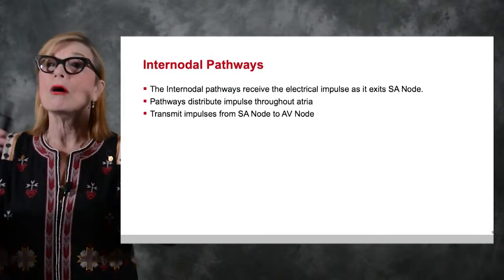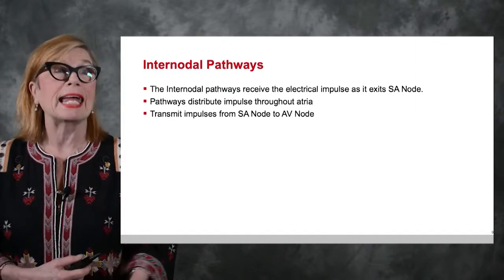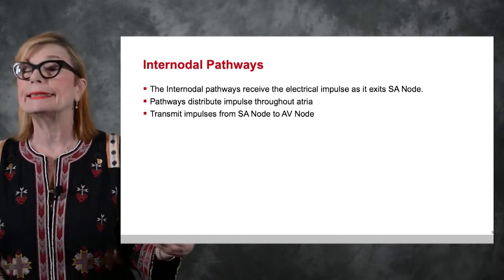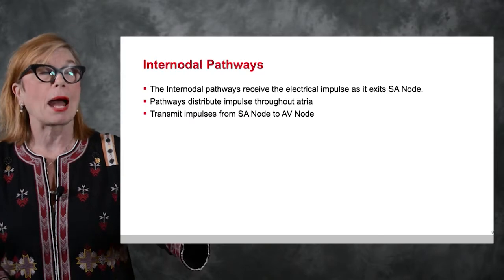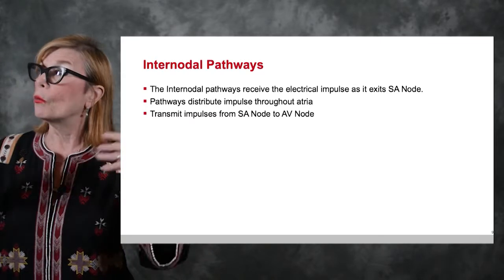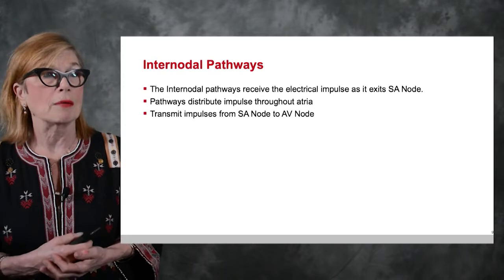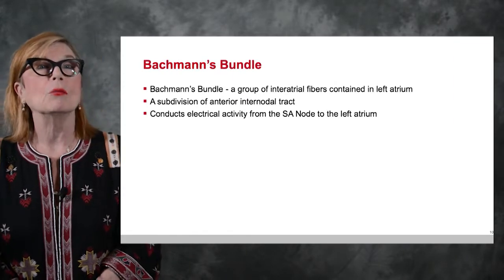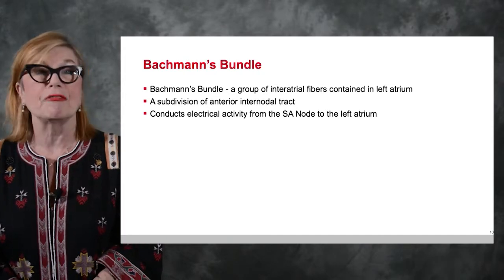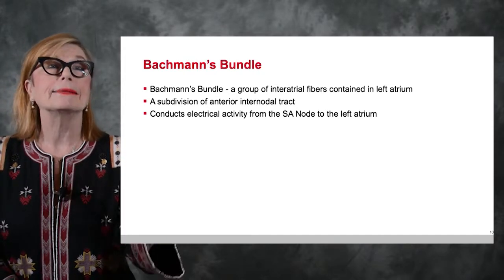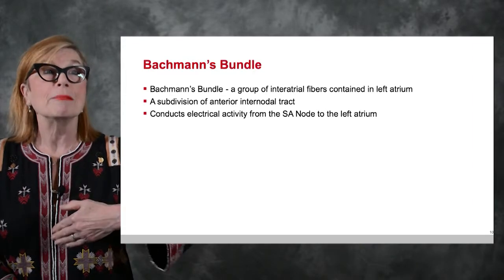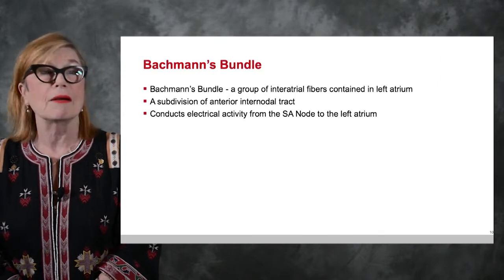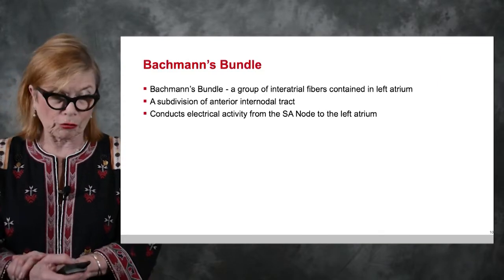Then we go through those internodal paths. That's what you're seeing with the shape and the form of the P wave, the electrical impulse as it exits the sinus node and distributes throughout the right and left atria, which are depolarized typically at the same time, except in hypertrophied states. Then into Bachmann's bundle, which is a specialized group of intra-atrial fibers found in the left atrium, and it conducts that electrical activity from the sinus node into the left atrium, and that of course is what allows for the right and left atria to be depolarized synchronously.